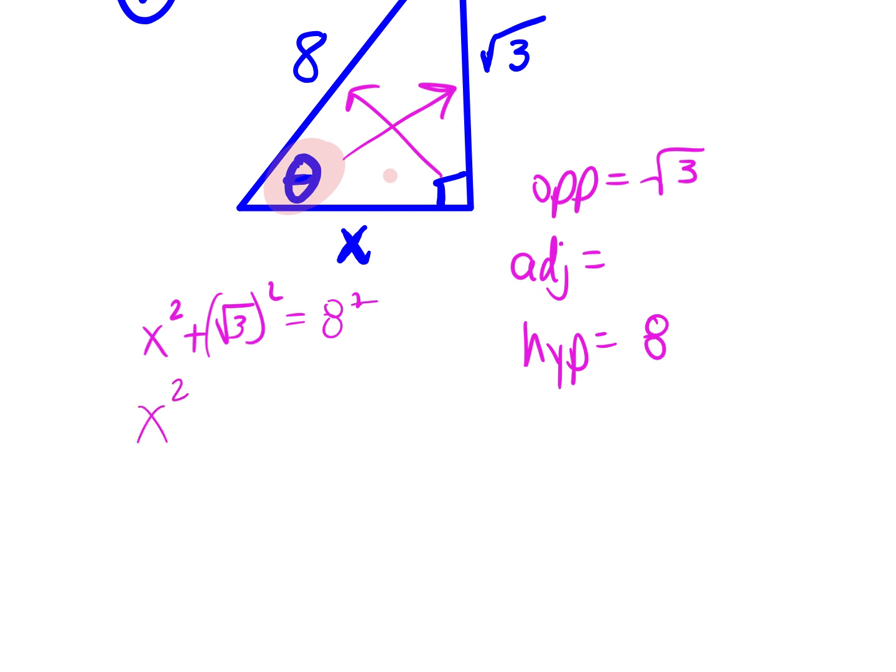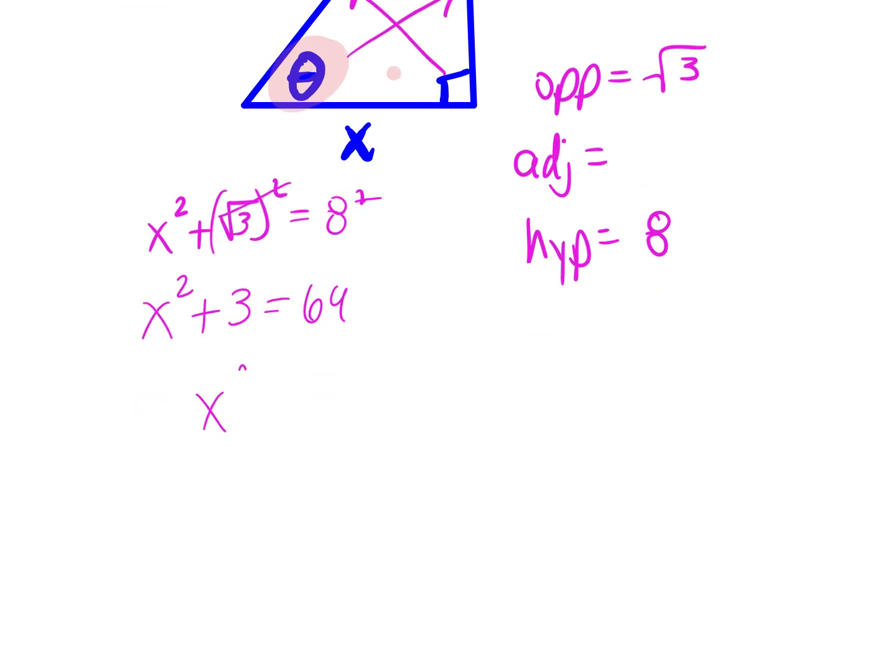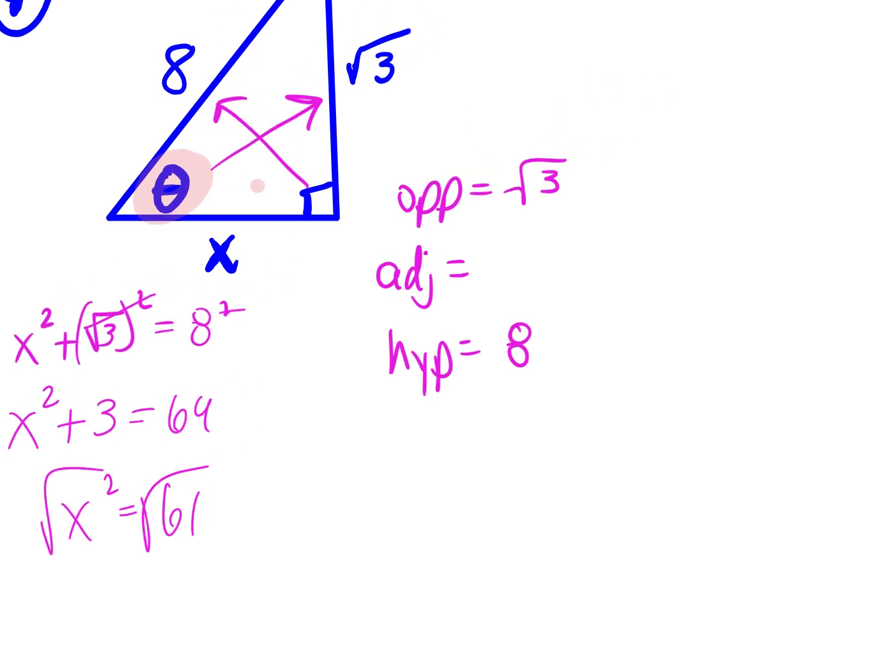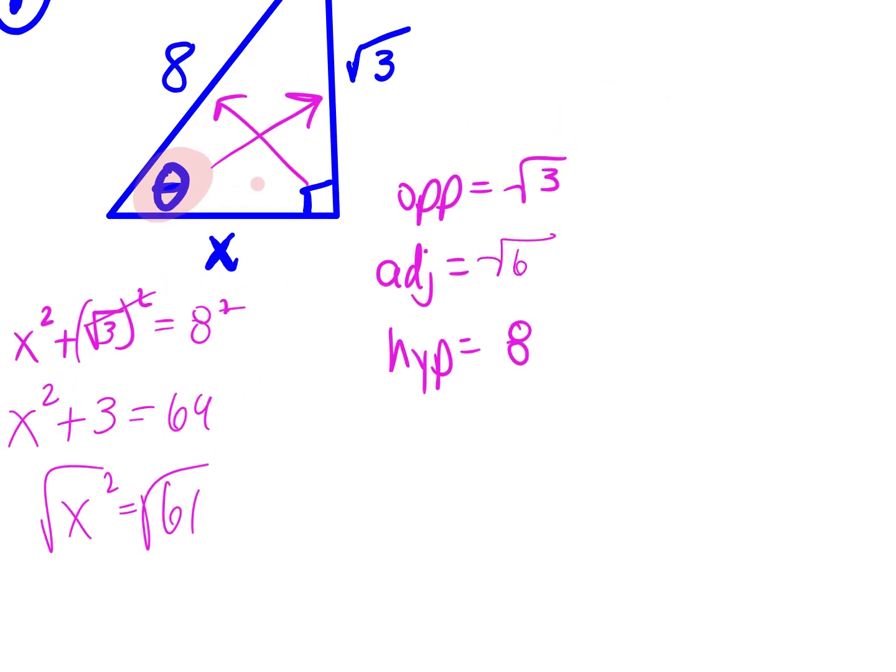So I have x squared plus, what happens when you square a square root? They cancel. So plus 3 equals 64. What's x squared equal? 61, good. And then I'm going to take the square root. So my adjacent side happens to be the square root of 61.